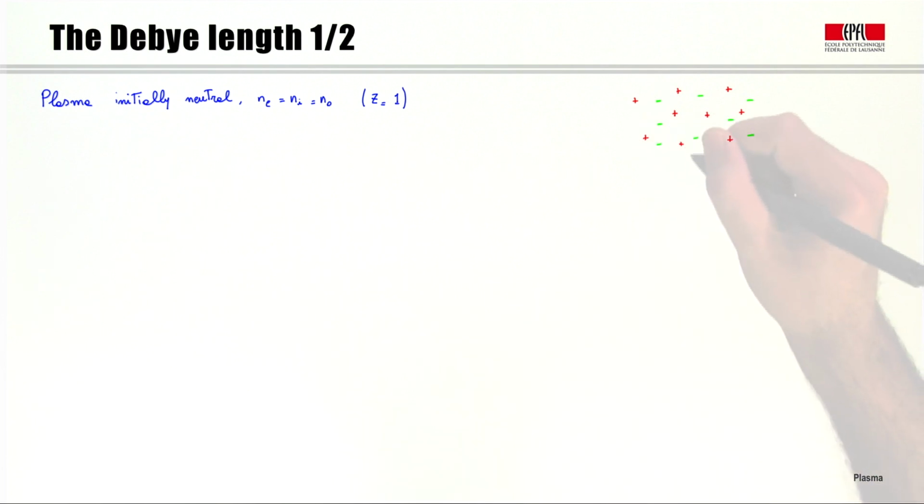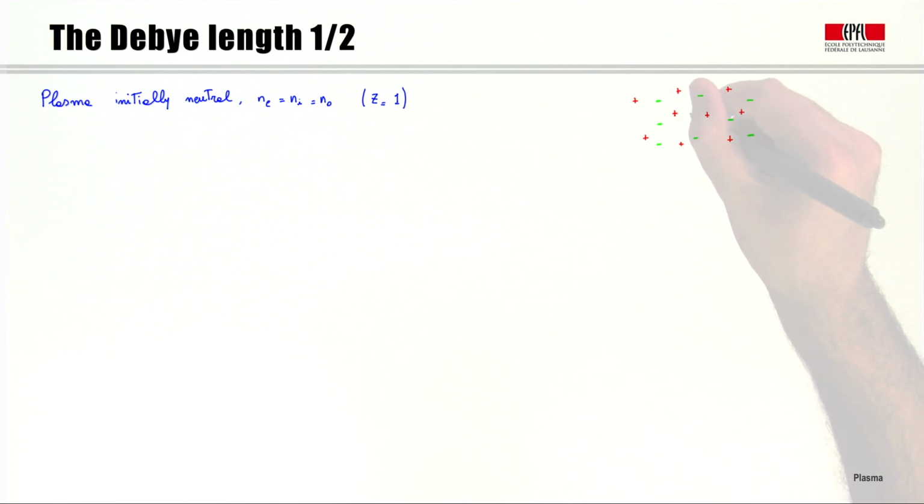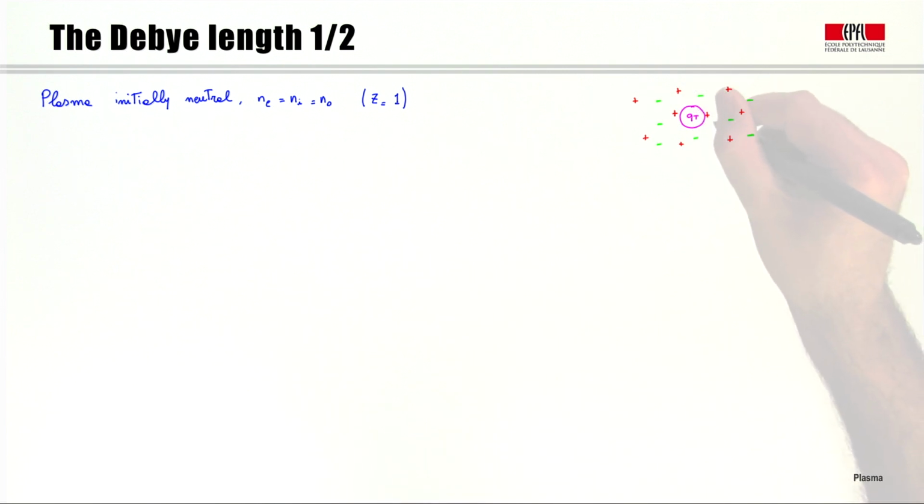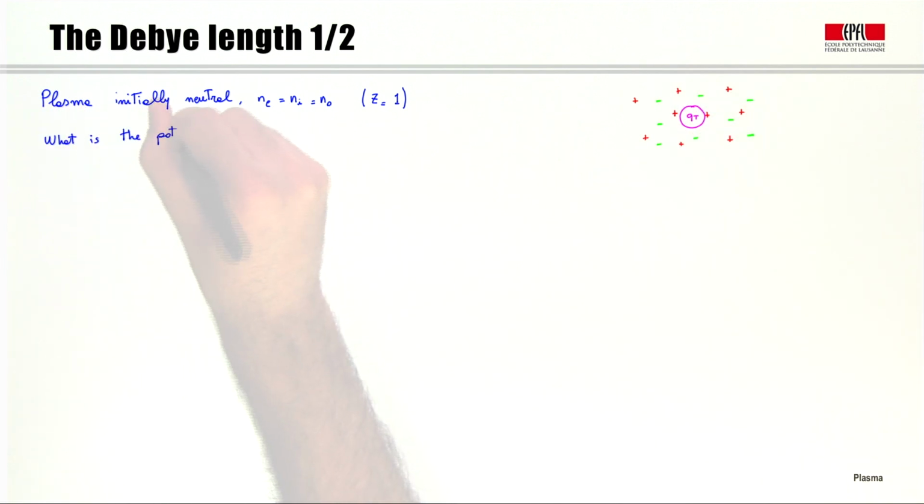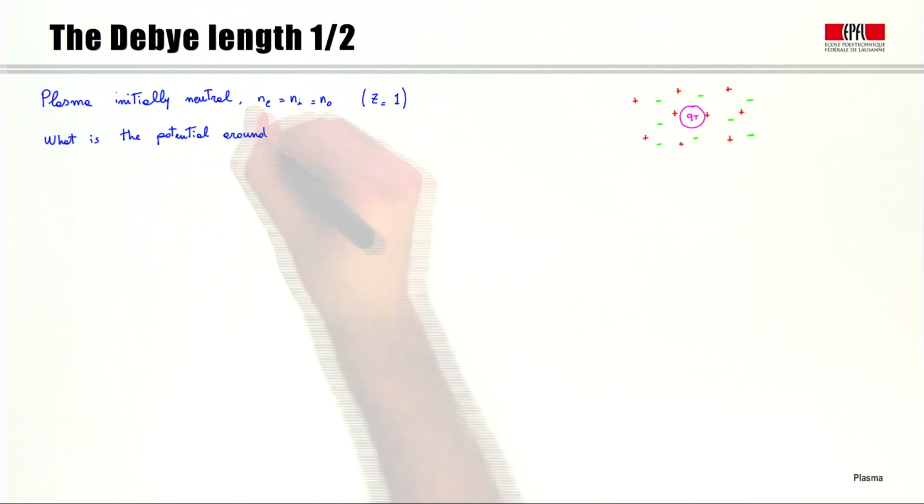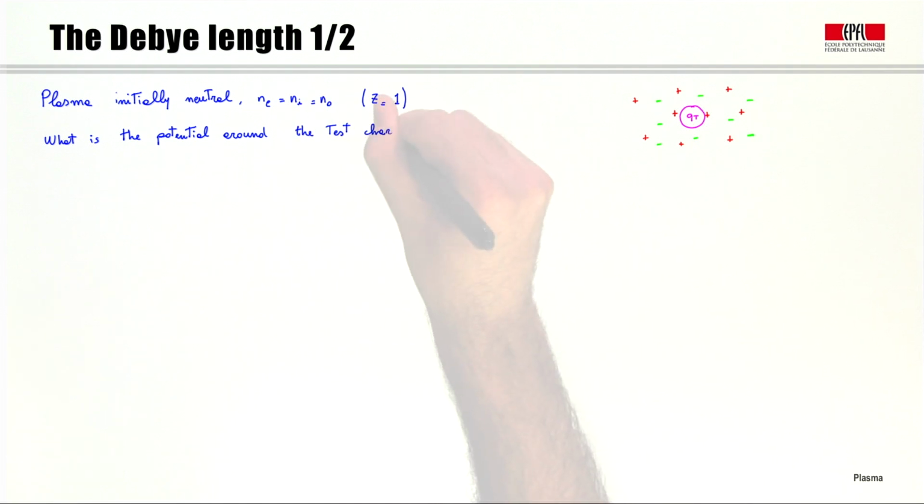And what we do in this initially neutral plasma is to introduce a charge, what we will call a test charge, with charge Qt. And we want to learn about the potential that will form around this test charge.